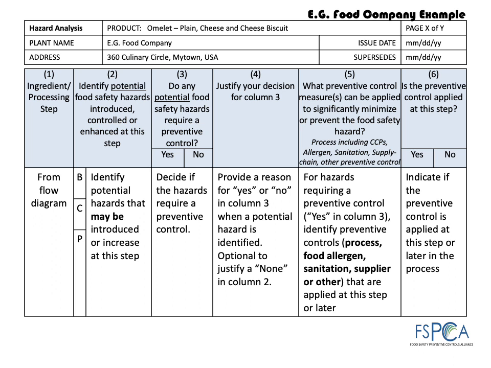Hazards requiring a preventive control must be managed through use of process preventive controls, allergen preventive controls, sanitation preventive controls, supply chain programs, or other preventive controls as appropriate for the food and facility.